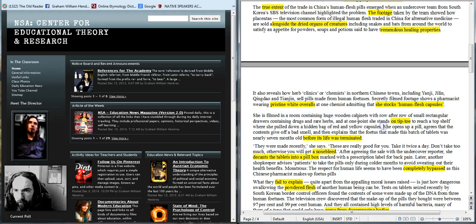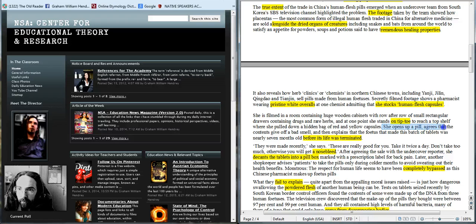There's a grammar thing going on there again as well, isn't there? They use the present form here and then the past here. It should be present, present, shouldn't it? Okay.